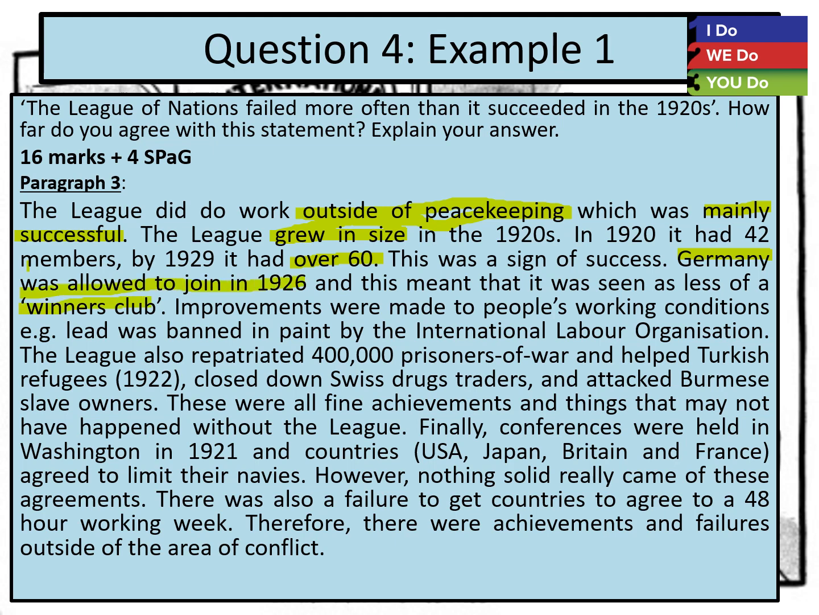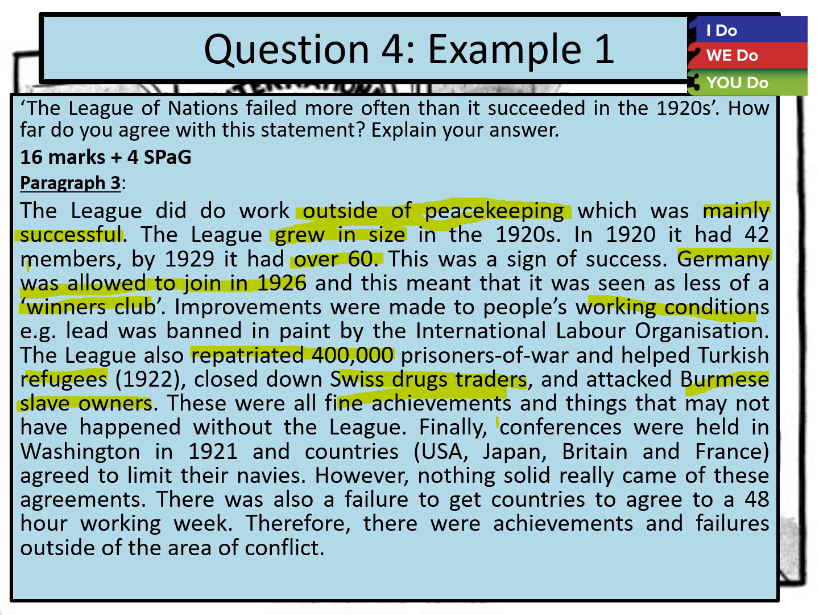Improvements were made to people's working conditions. So, for example, lead was banned in paint by the International Labour Organization. That was poisonous. The League also repatriated, or sent home, 400,000 prisoners of war and helped Turkish refugees, closed down Swiss drug traders, and attacked Burmese slave owners. They also freed lots of slaves in Sierra Leone. These were all fine achievements and things which may not have happened without the League.